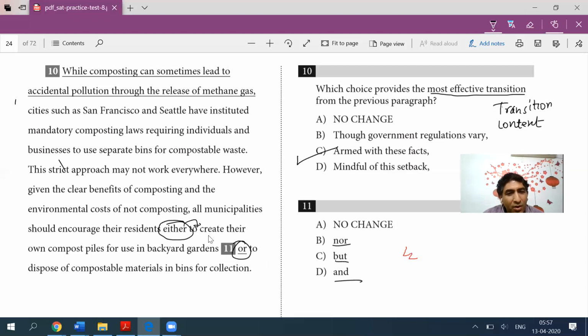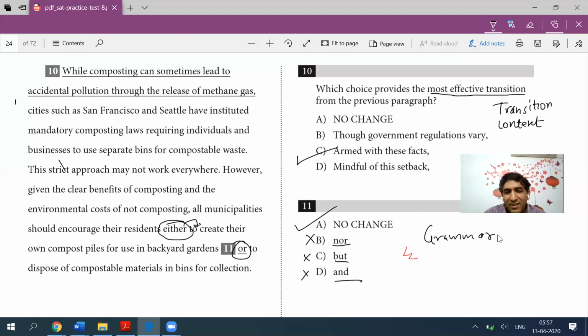Either or, neither nor. These are the two options with the people. I would not say either and nor, either and but, either and or looks the best choice. So this was a grammar question.